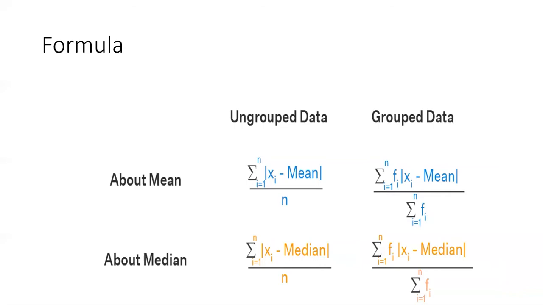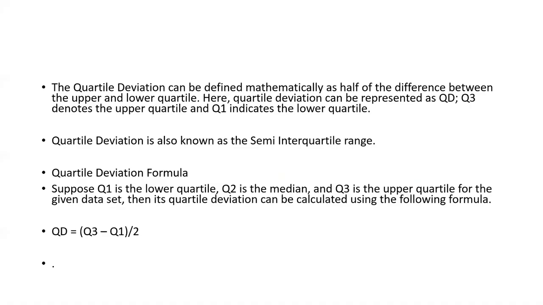Then if you want to calculate from the median, it is summation f times x1 minus median divided by summation f1. I hope these formulas are clear. I will suggest you to just write down the formulas whenever they come, so that it will be helpful for you to recall at the last minute. Now, let's see. I failed to give the heading, sorry.